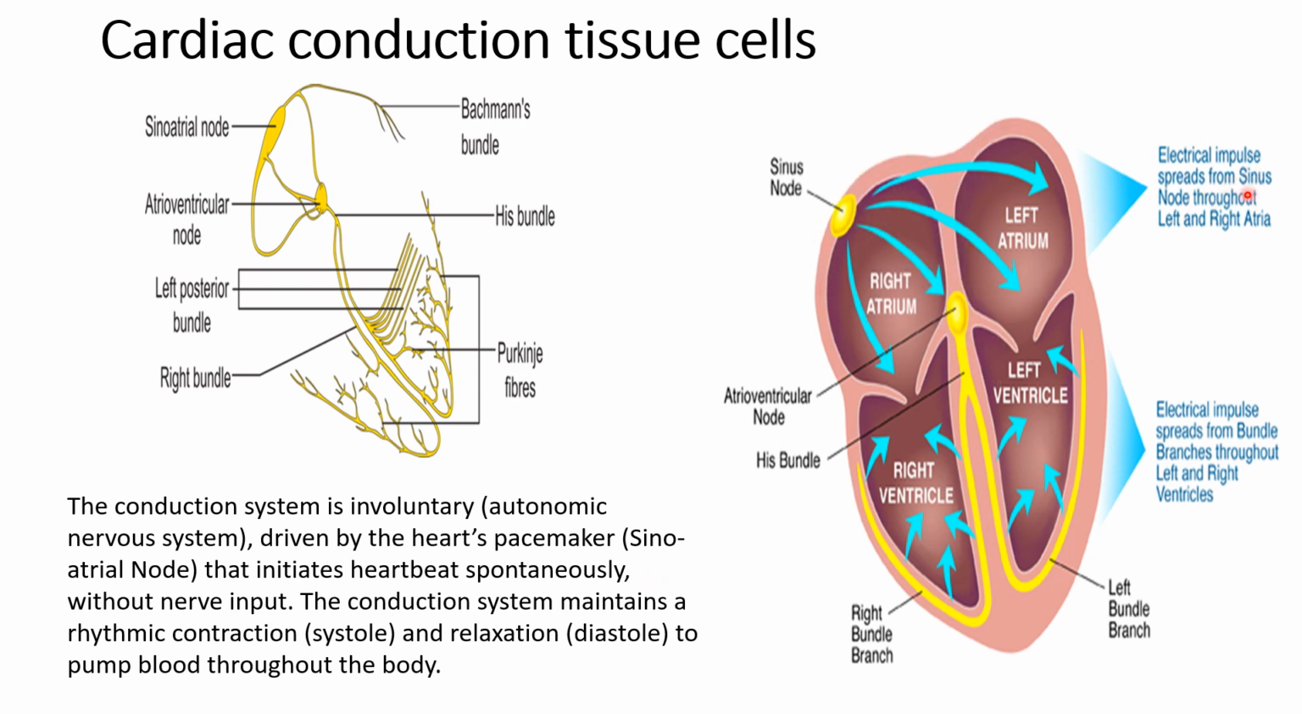The electrical impulse spreads from the sinus node throughout the left and the right atrium of the heart. In the same way, the electrical impulse spreads from the bundle branches, these are the bundle branches, throughout the left and the right ventricles.